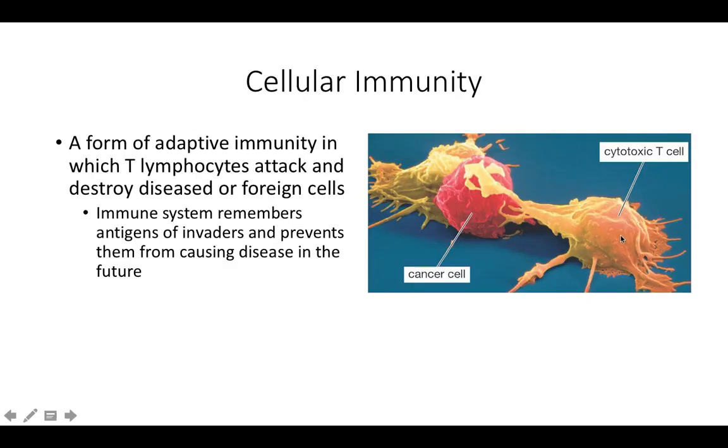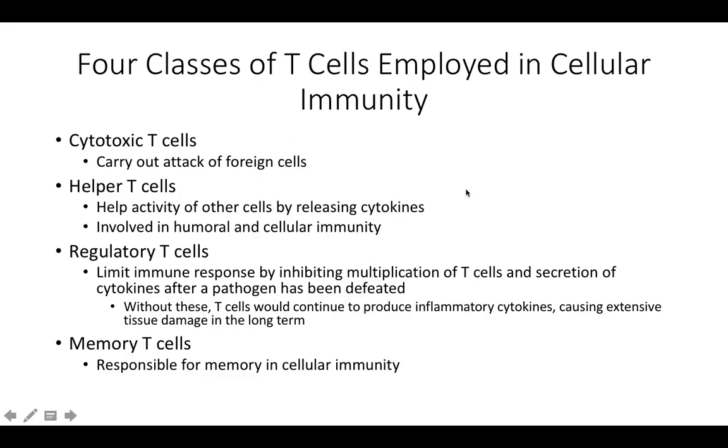So here we have cytotoxic T cells attacking a cancer cell. Okay, so again, they carry out the attack on foreign cells. Helper T cells, on the other hand, help the activity of other T cells by releasing cytokines. So if we remember cytokines from our last section, they're chemicals that our lymphocytes or other leukocytes use to communicate with each other. Okay, and so these helper T cells basically will bind to an antigen or an antigen presenting cell and release these cytokines or chemicals that will communicate with other leukocytes or other lymphocytes to bring them into this site and activate them in some way.